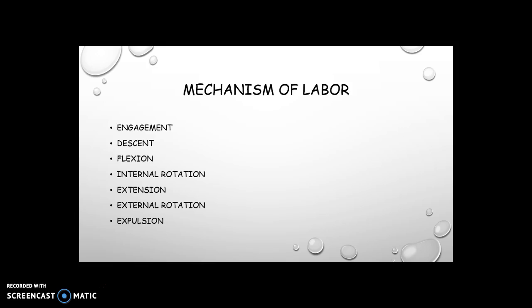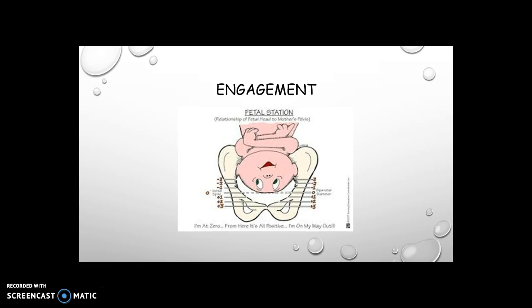The last thing here that I think we're going to talk about is what's called the mechanism of labor, and there are actually 7 different things that occur. The first thing that occurs is engagement. So the baby is engaged, which we looked at. There it is at station 0, right at the ischial spine. So we now know that the baby's engaged.